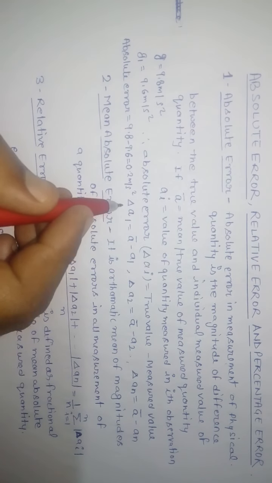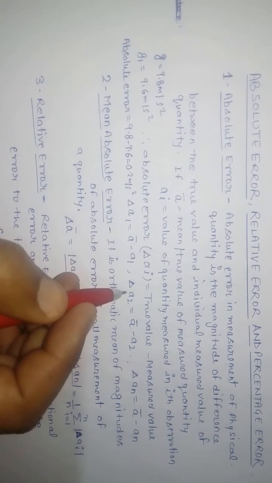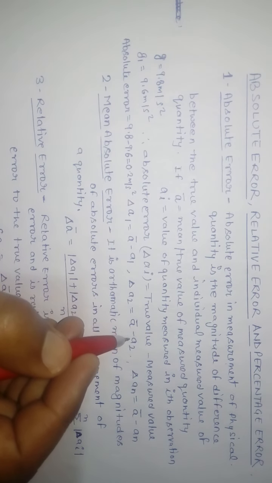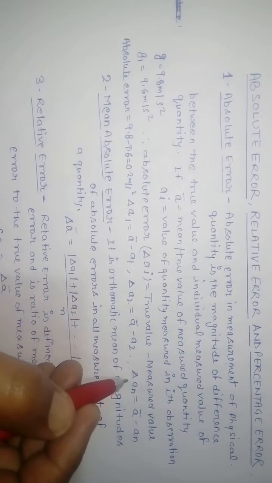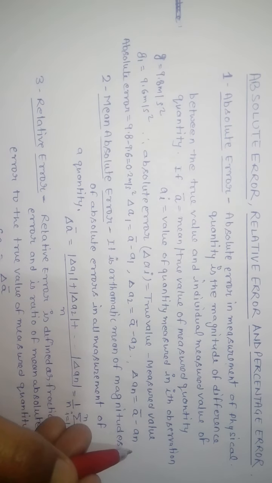For the first observation, it will be delta A1 equals A mean minus A1. For the second observation, it will be delta A2 equals A mean minus A2. And similarly for the nth observation, it will be delta An equals A mean minus An.